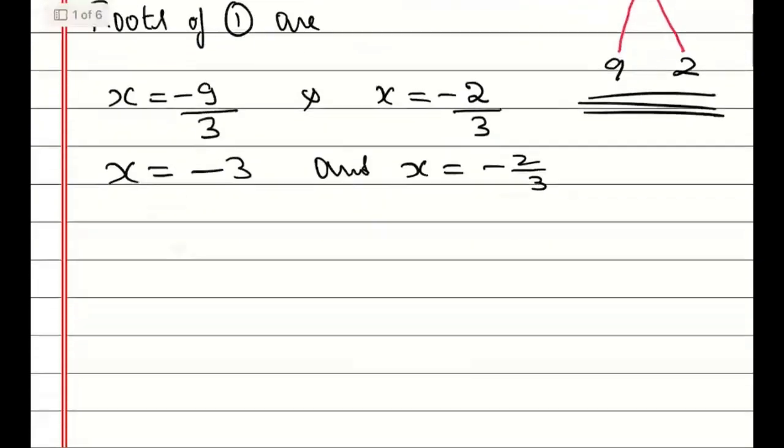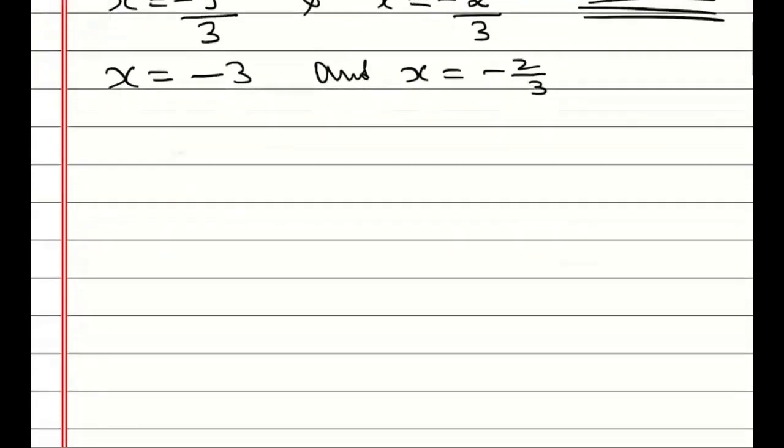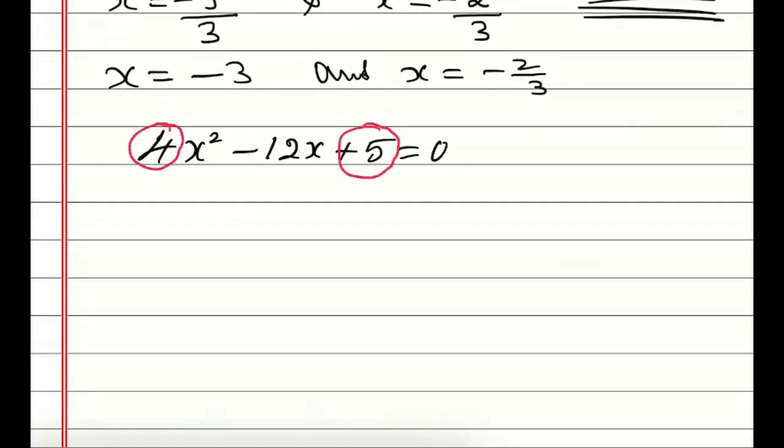Now for the second example, we shall consider the equation 4x² minus 12x plus 5 equal to 0. First you need to take the product of the coefficient of x² and the constant term, that is 4 times 5 equal to 20. Now factorize 20, rather find two numbers so that the product is 20 but the sum is minus 12.